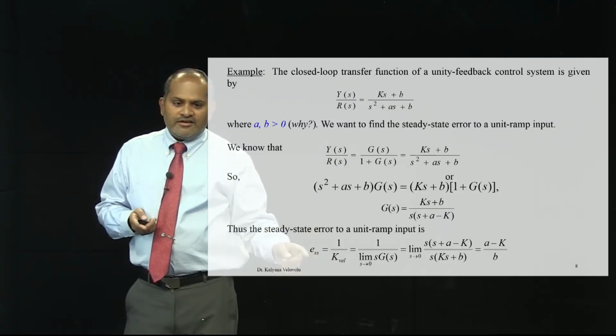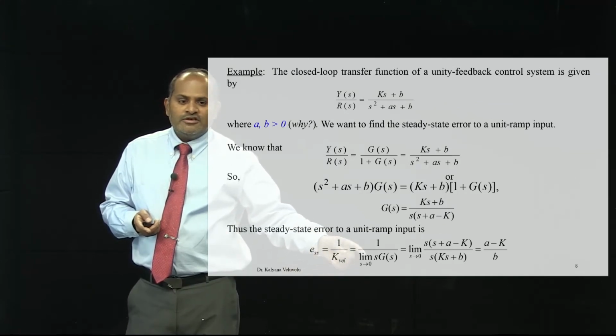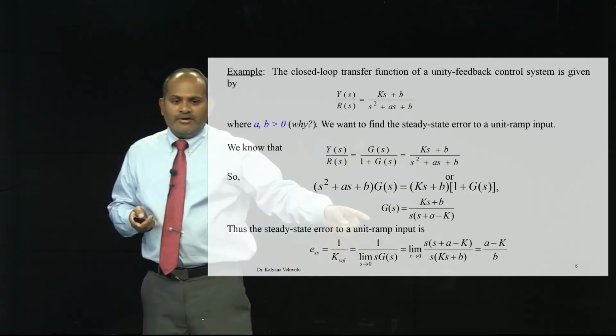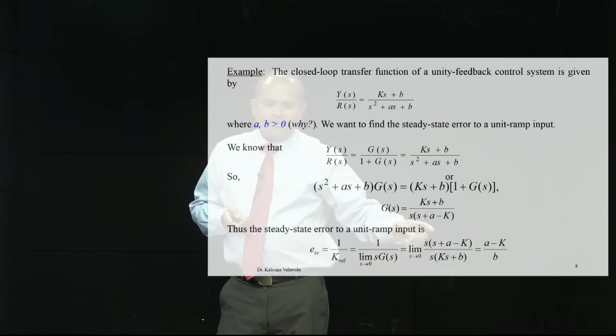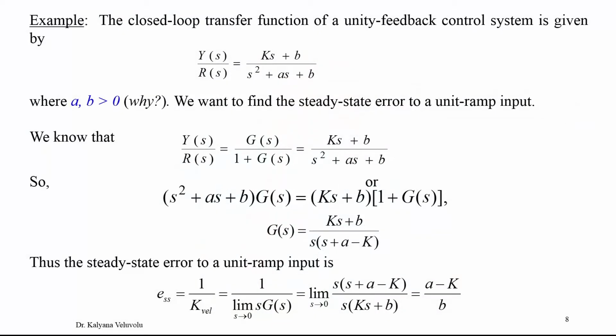So, the steady state error is given by 1 by K velocity, which is 1 by limit s tends to 0 of s into G(s). G(s) is given, so you substitute and find the limit, and you get a minus k by k. Now, what is this steady state error? The error for a ramp input for this system is a minus k by b.